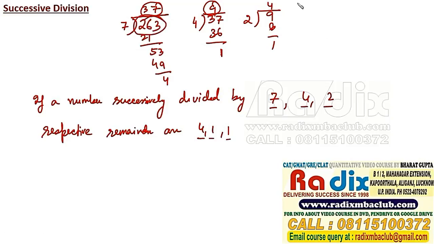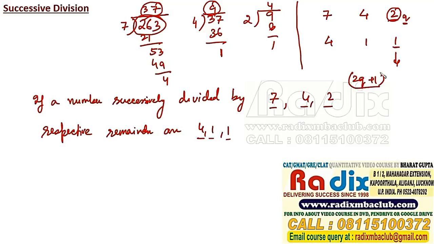Now the process to solve a question like this is this: first of all we write the divisors and their remainders, 4, 1, 1. Now this is the last division, and in this case 2 is the divisor. Let the quotient at the last step be q, so this value will become 2q + 1, right? As we have discussed in equivalent division, 2 is the divisor, q the quotient, and 1 its remainder. So 2q + 1. Now this is the quotient for this division. We can write it as 4 times the quotient plus remainder 1, and now this value is the quotient for the division by 7, so we can write 7 times that plus 4, right? This is our number.